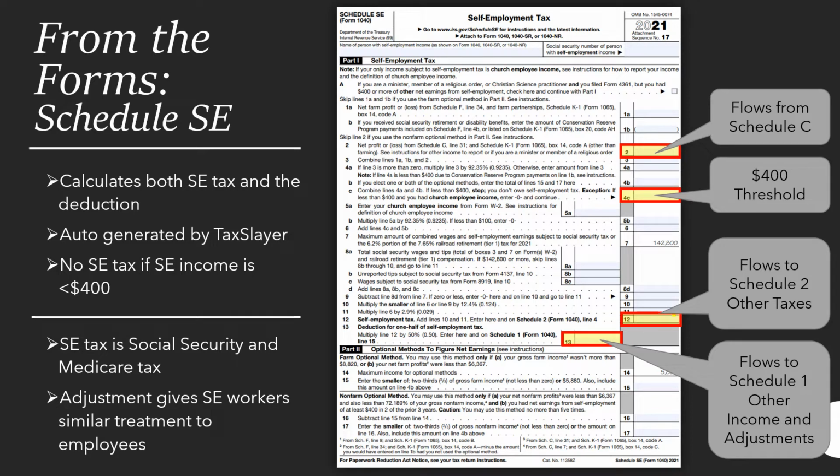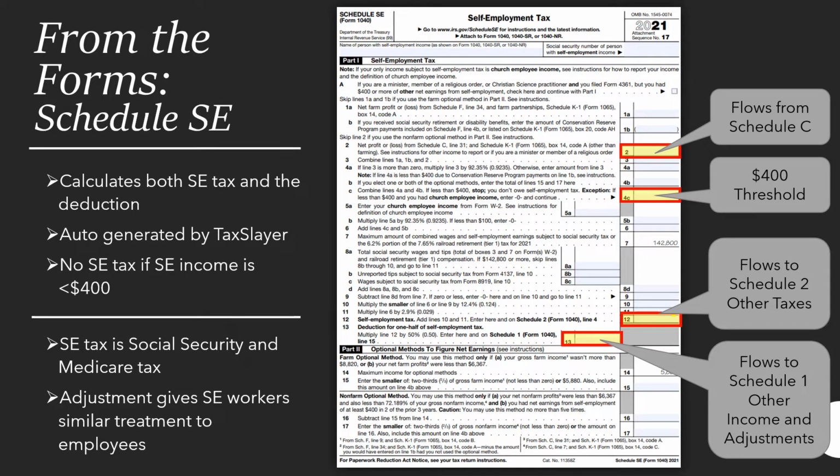And then line 4C is where that $400 threshold will show up. So if the self-employed person didn't have $400 of self-employment income, that's where they will stop having entries on this form. I don't have it highlighted there, but line 7 is where the upper limit on the base for Social Security tax is.